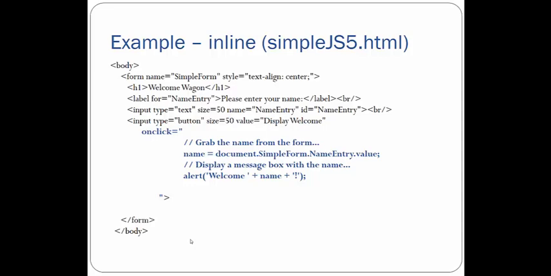The first line of code here goes out to the document, goes to our form, which is called simple form, and it's using the name to do that, goes to the name entry part of that form, which is again a text box, and grabs the value. The value is what the user has entered into that text box. We're storing that into something called a variable.